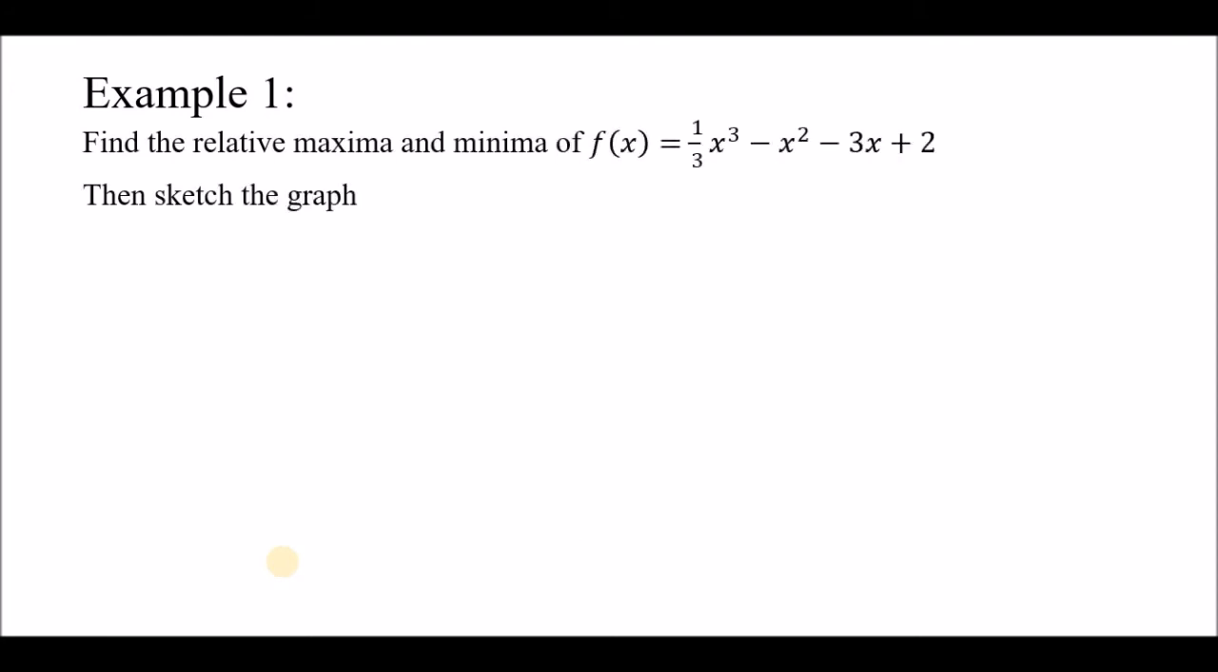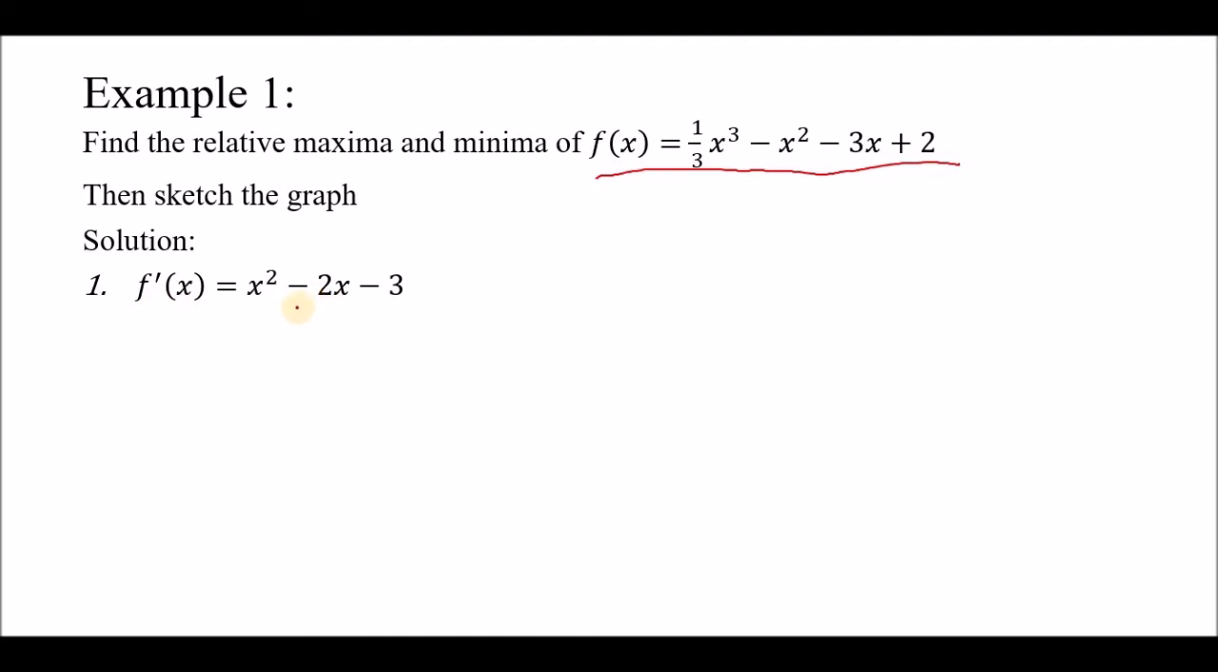The first example: we want to find relative maxima and minima of the function f of x is equal to 1/3 x cubed minus x squared minus 3x plus 2, and then sketch the graph. So the first step in order to find the maxima and minima points is to find the first derivative of the function f of x. So f prime of x is equal to x squared minus 2x minus 3. Please make sure that this is correct by differentiating the original function. That work is up to you to do.